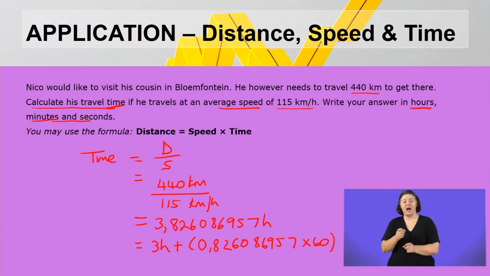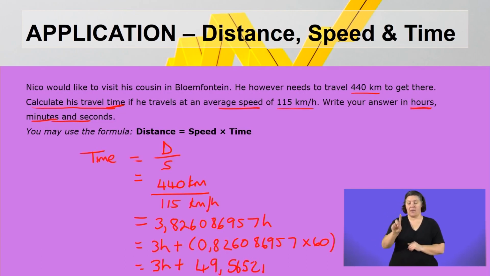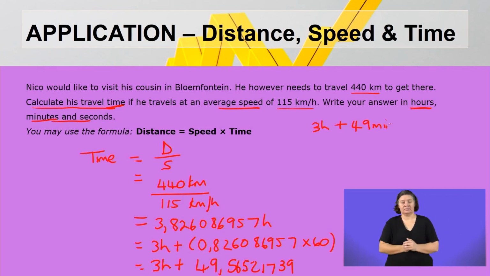So now we'll have an answer of 3 hours plus, once I simplify this part here, it will give me 49.56521739. Now remember, and I'm going to continue on here. So it's already 3 hours, plus, now I'm going to take away the first 49 of this part here. So that will give you 49 minutes.